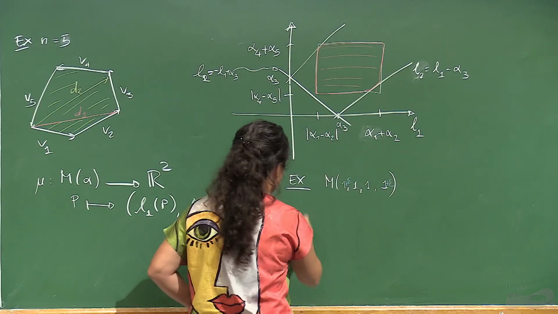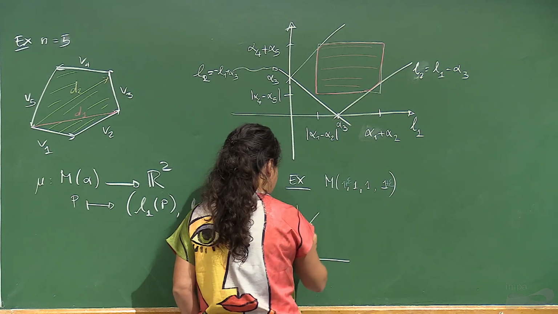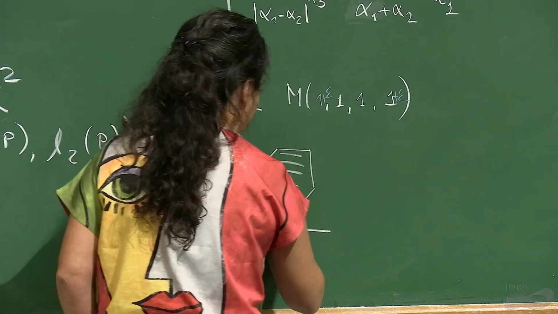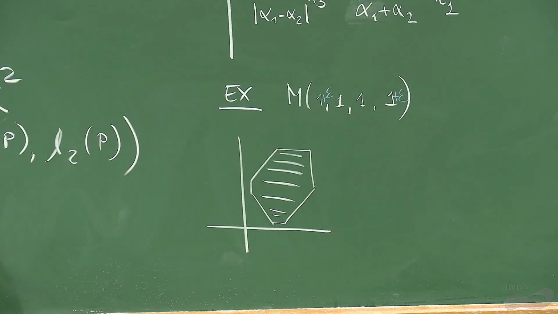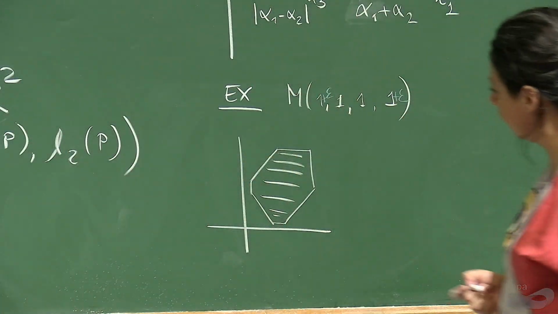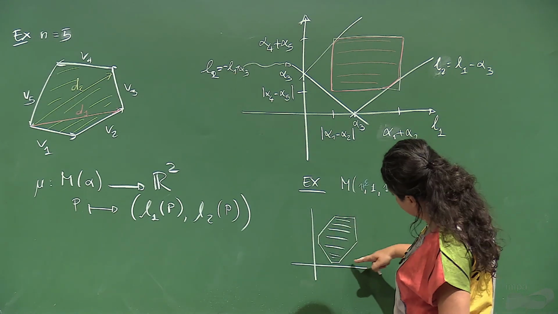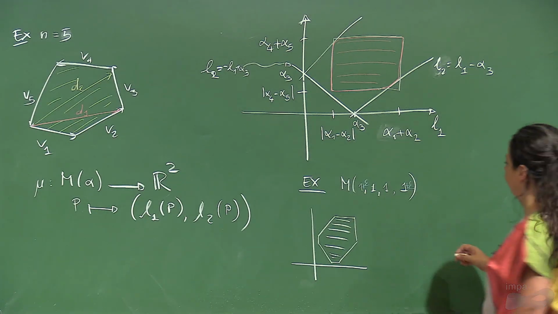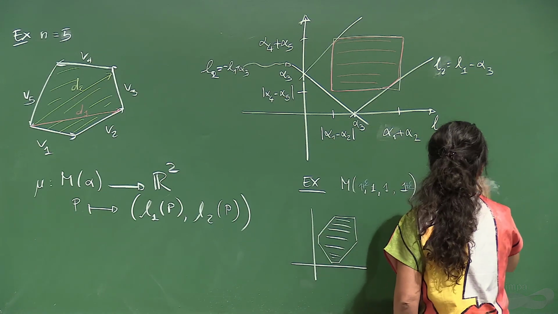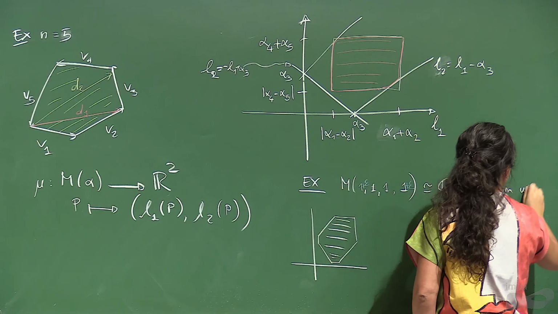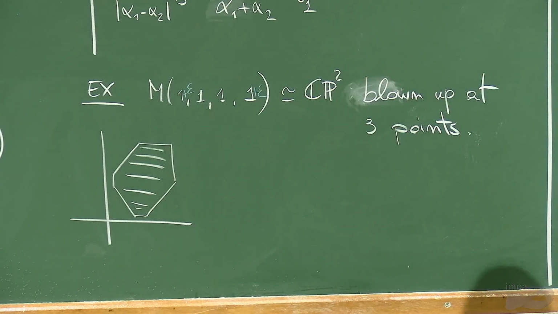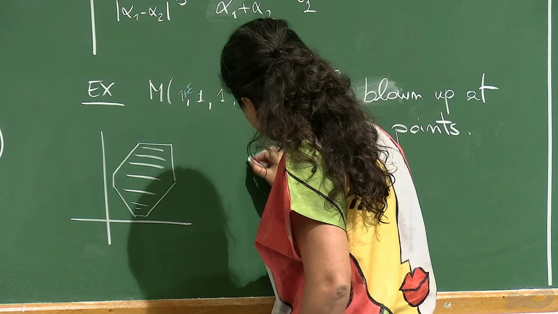And then if you compute it, you see that this will give you a shape like this, the moment polytope. Right? Which is the most that you can get. It's CP2 blown up at 1, 2, 3 points, right? I do this symbol for, let me write it in words, blown up at 3 points. Okay, comments or remarks?